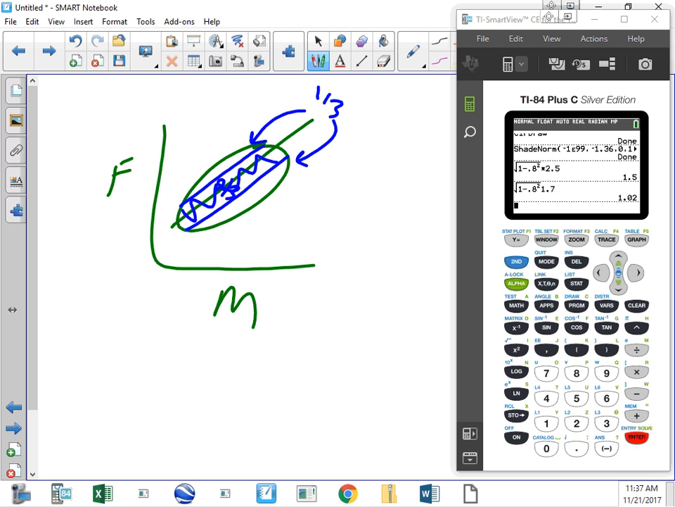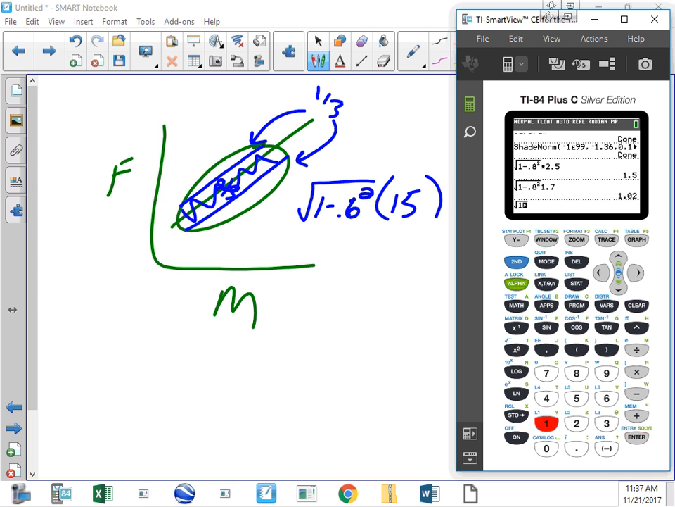So all we need here is the R value, which is 0.6, and the SDY, which is 15. So the square root of 1 minus 0.6 squared times 15, 12. If we go up 12 and down 12 and draw the parallel lines, we will capture 2/3 of the people, which means we didn't capture 1/3 of the people.